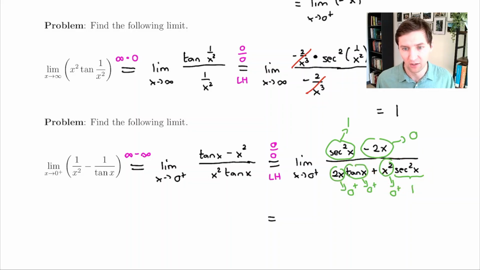So this is of the form 1 divided by 0 plus, numbers that get closer and closer to 0 from the right side. And we know that 1 divided by 0 plus gives us infinity. We get numbers that are larger and larger. This limit is infinity.